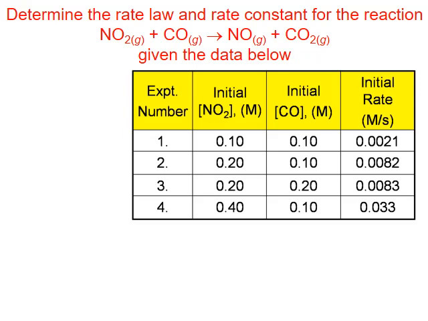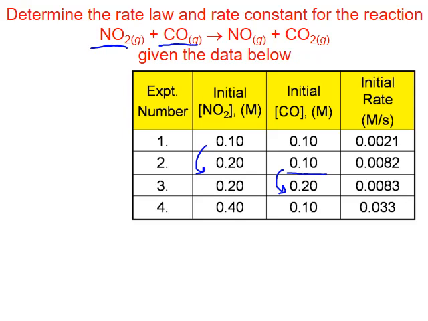Here's an example of a reaction with two reactants, nitrogen dioxide and carbon monoxide. To determine the rate law for this process, we've gone into the lab and run four trials. And between trial one and two, we've doubled the concentration of nitrogen dioxide, but we've kept the concentration of carbon monoxide constant. Then between trial two and trial three, we doubled the concentration of carbon monoxide while keeping the concentration of nitrogen dioxide constant.